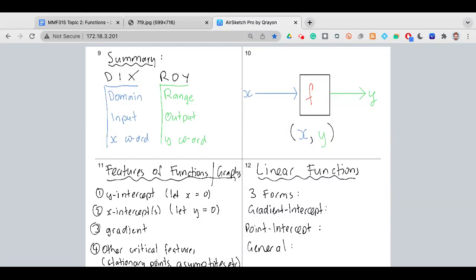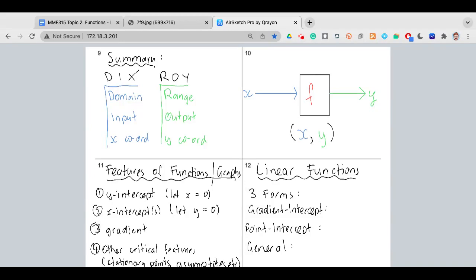So, the mnemonic aid to memory that you can learn is DIXROY. DIX: domain. No, I wasn't calling anyone a rude name then. That's the first part of it. Domain, input, X coordinate, right? DIX. ROY: range, output, Y coordinate. So that's a way of grouping what each of those different parts do.